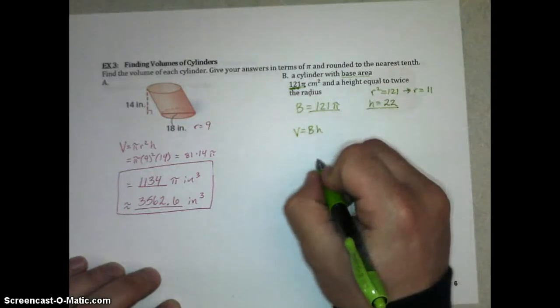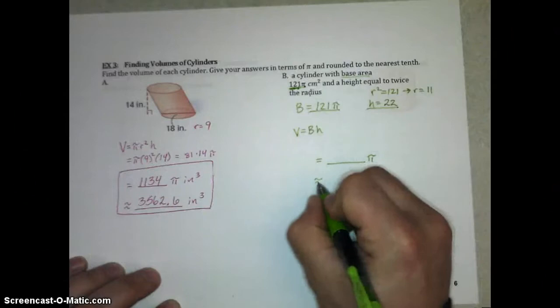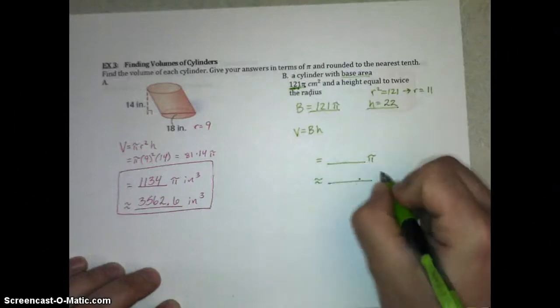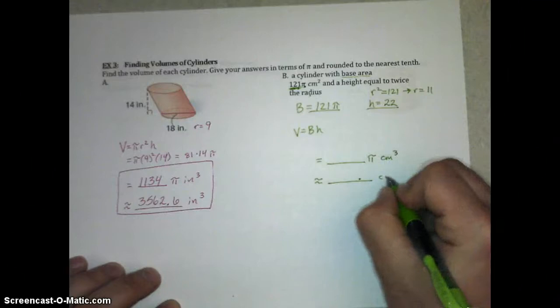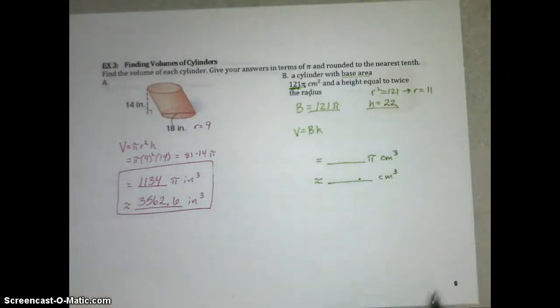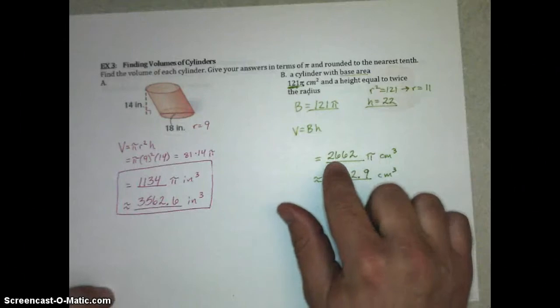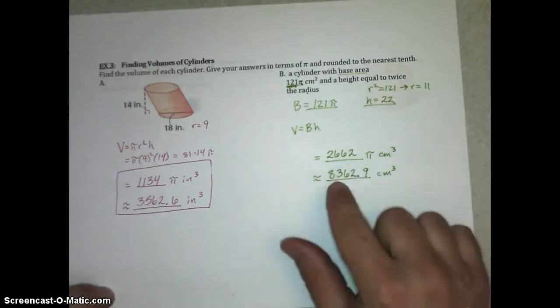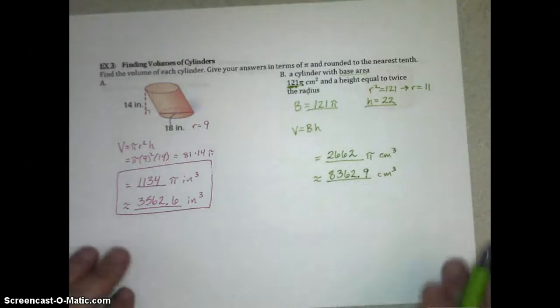Again, writing answers in terms of pi and rounded to the nearest tenth. These will be in cubic centimeters. Go ahead and take a few moments to do those calculations and check your answers. If you need more time, push pause. Otherwise, these are the results we should get. In terms of pi, we get 2,662 pi cubic centimeters, which rounds to about 8,362.9 cubic centimeters.